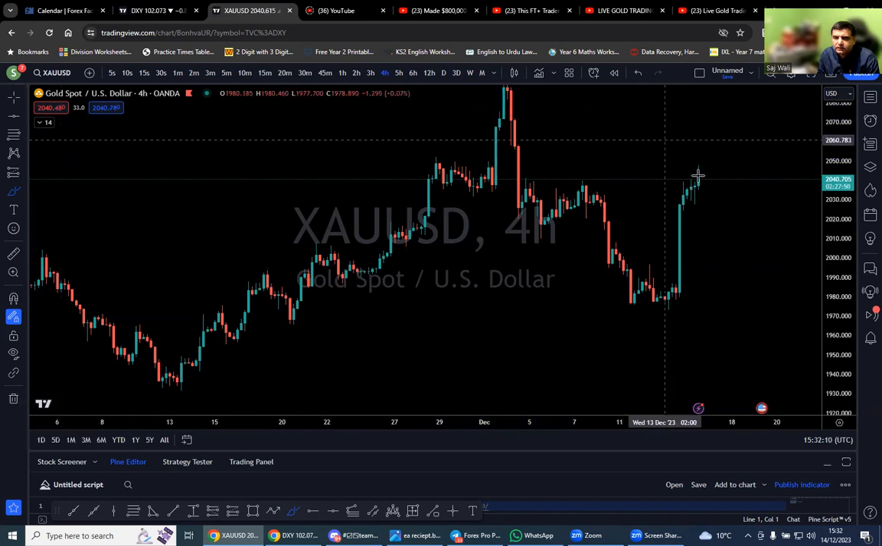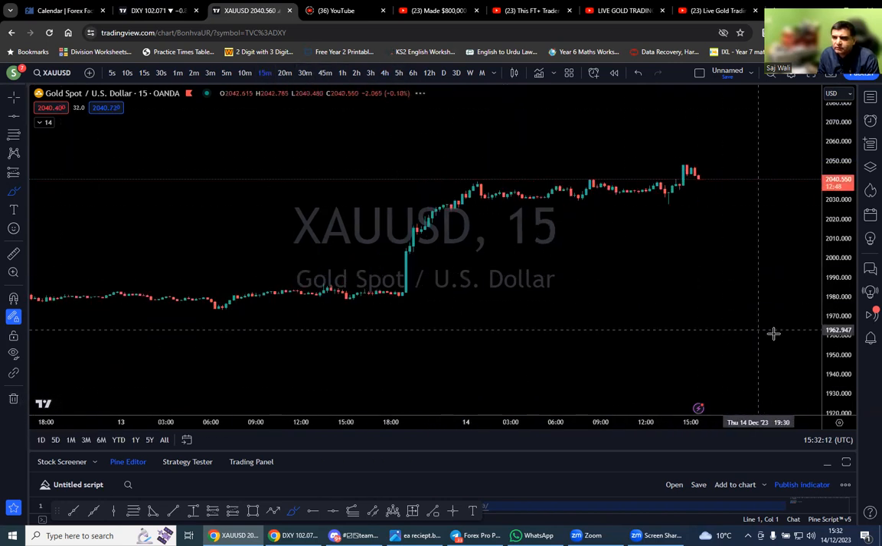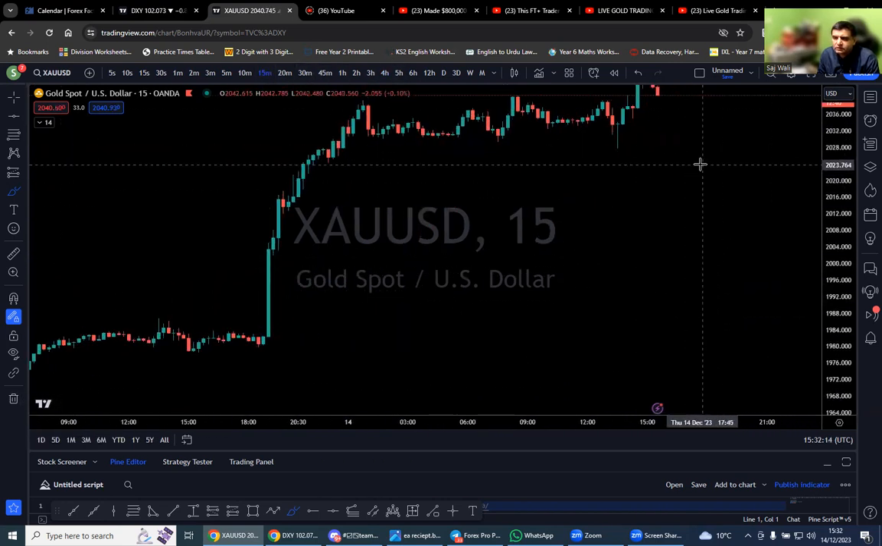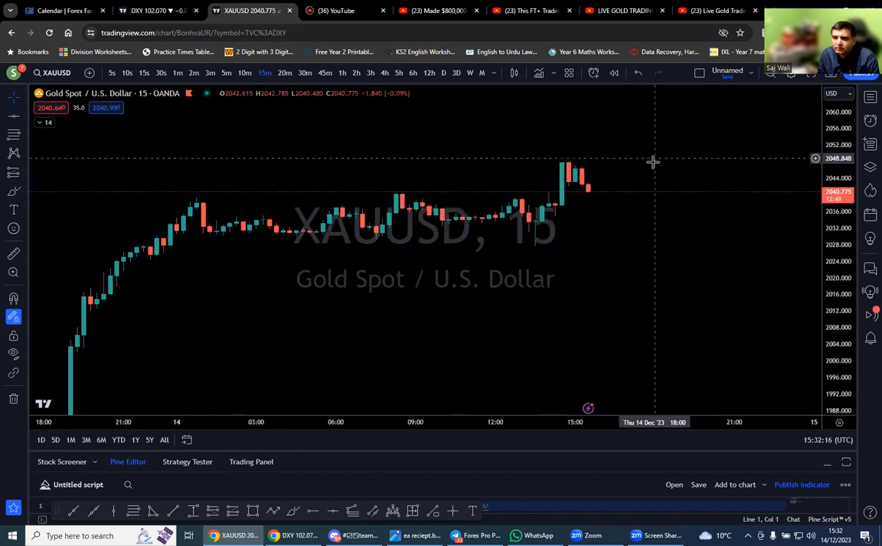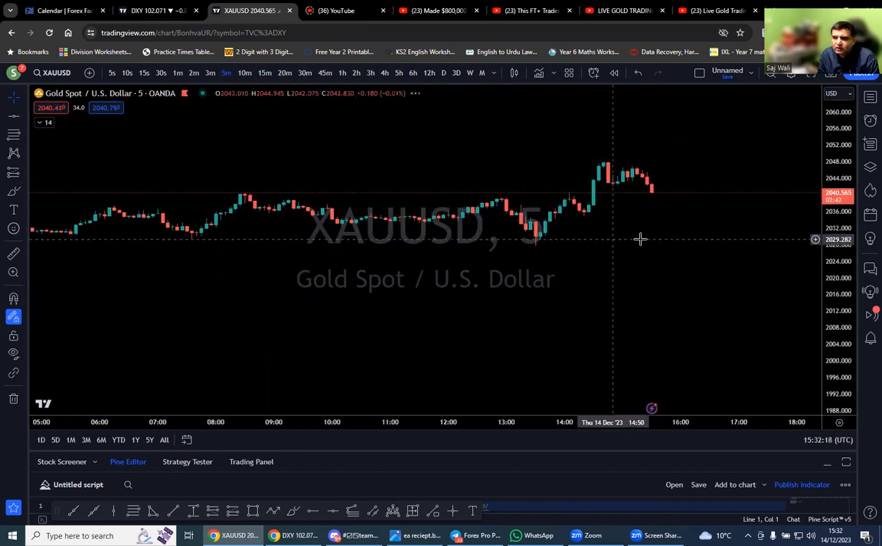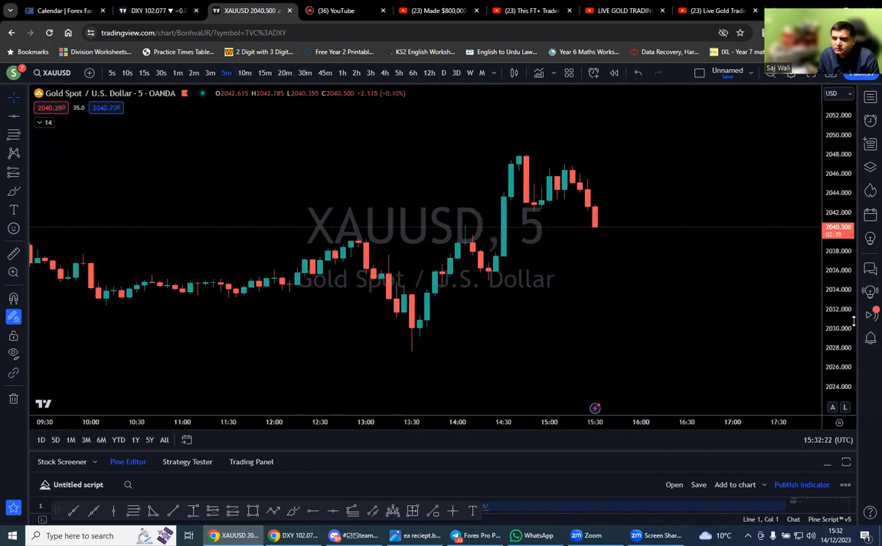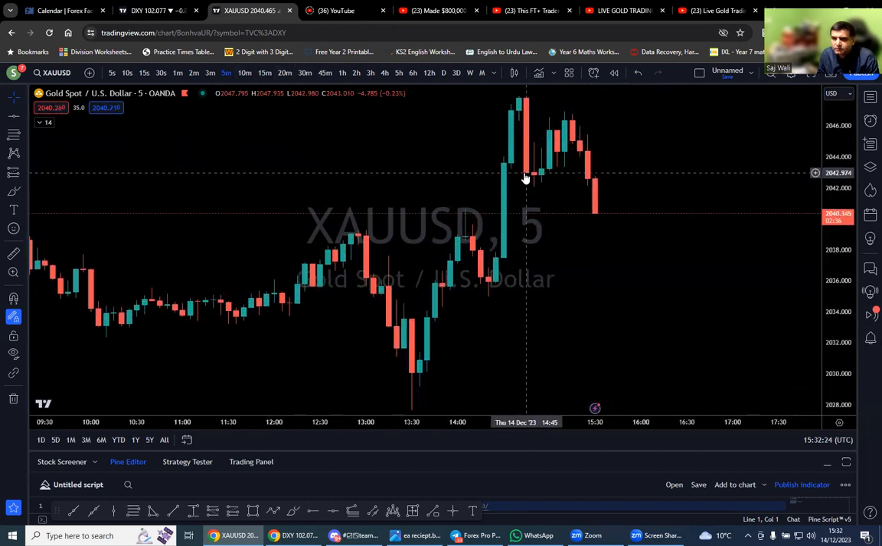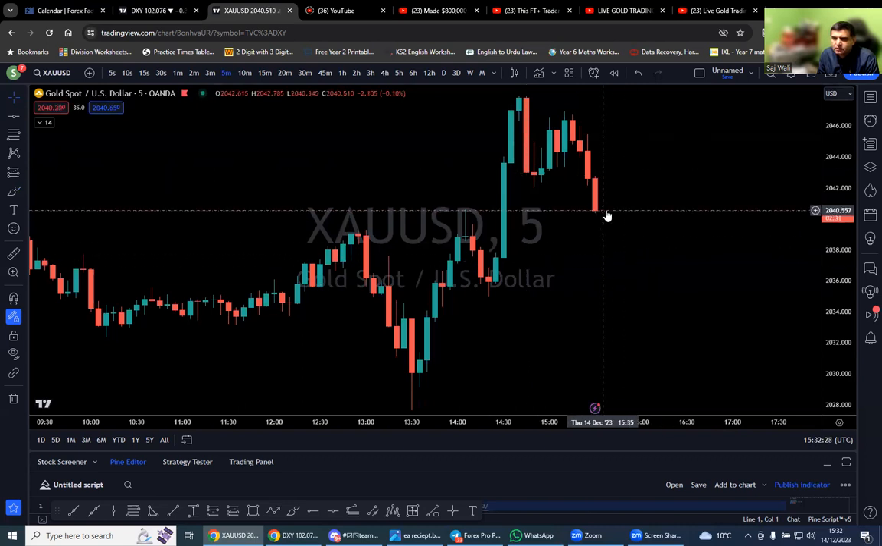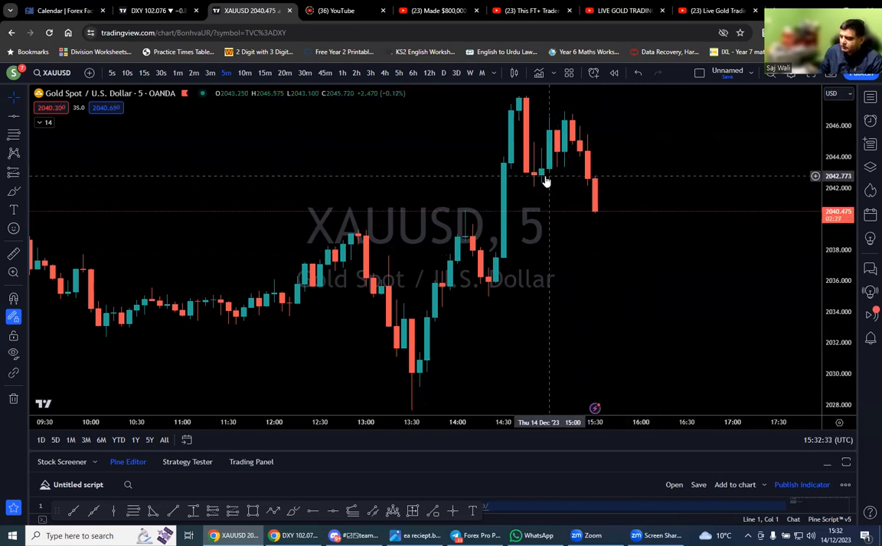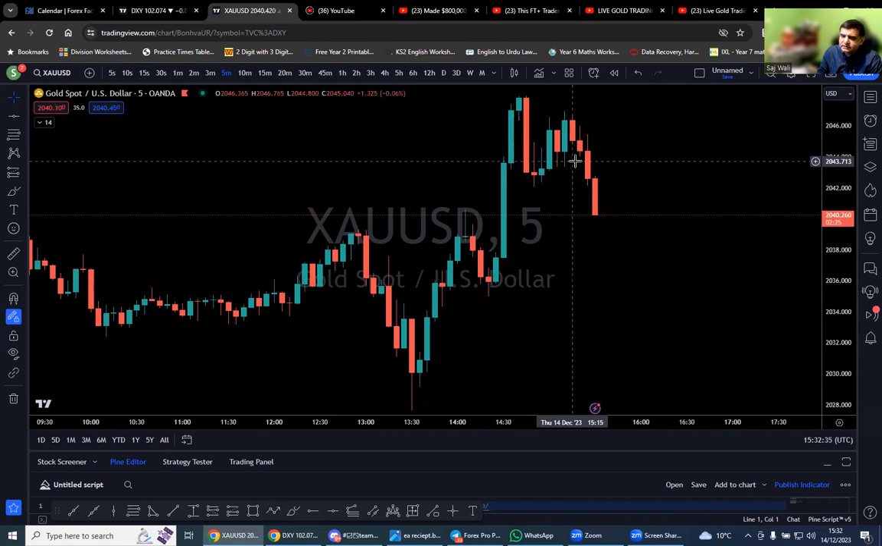Let me delete this. And if you go to a smaller time frame, you have a better view as well. And if you're scalping, you can have a good scalp in 5 minutes on the break of this level. There's a fair value gap and there's still opportunity to get some pips. So I hope this is useful.